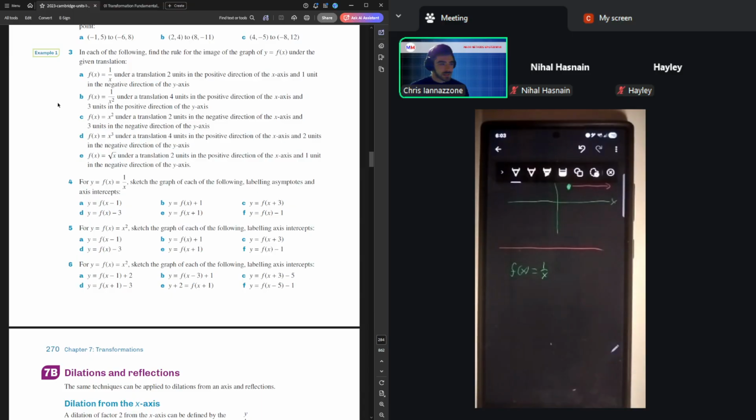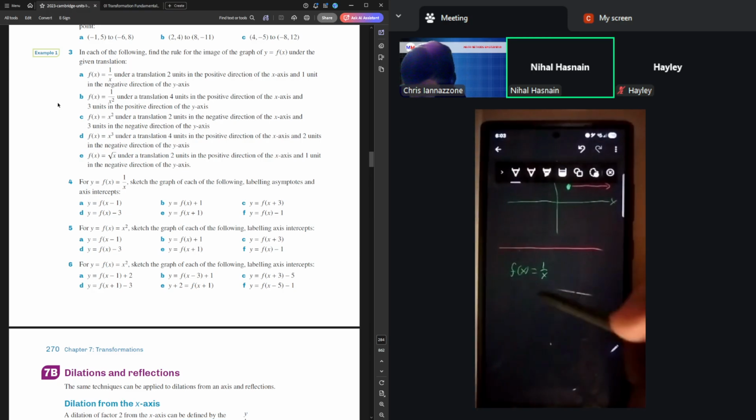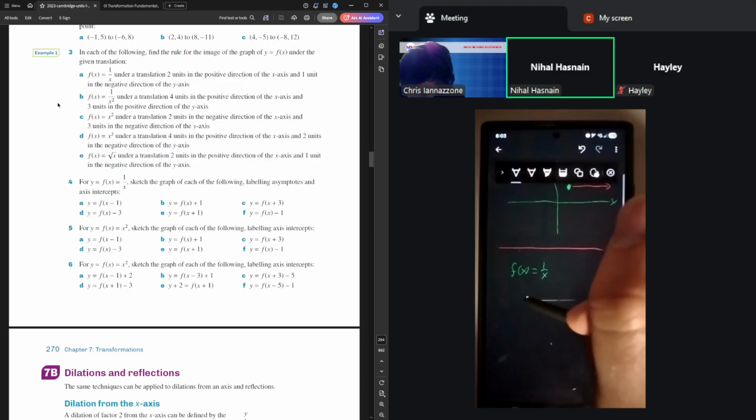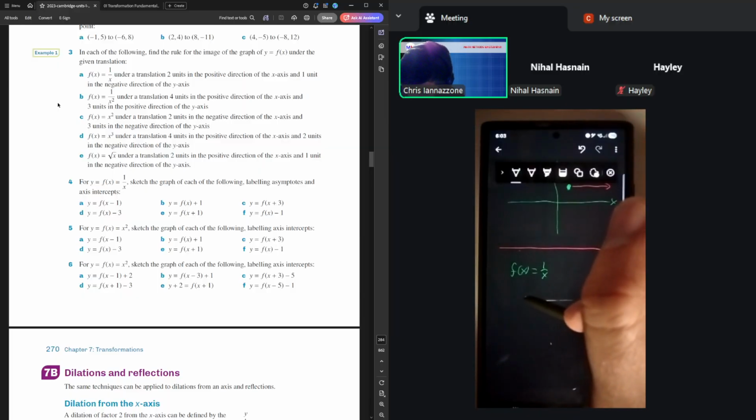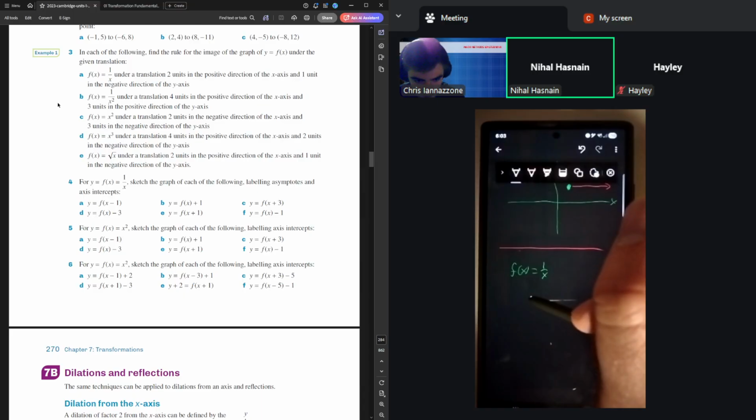Any ideas on how it gets done? We look at the order of transformations there. So what's that going to look like? 2 units in the positive direction of the x-axis. So, translating 2 units, right? So that's going to be 1 over x minus 2.